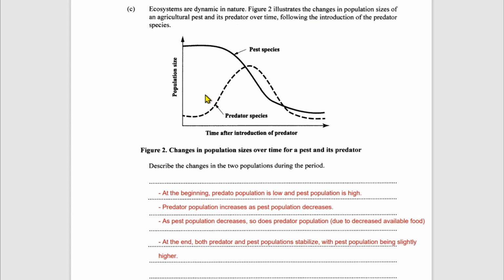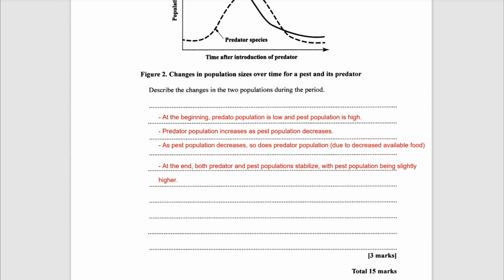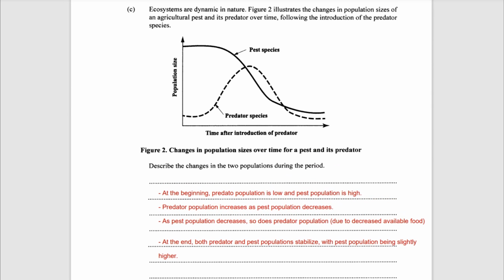Now remember, the problem is that sometimes when you introduce a predator, that predator itself could overwhelm the other species in that food web, in that ecosystem, and the predator could become a pest too. So you want the predator population to also go down. But let me look at what's happening here. So they say describe the changes in the two populations during the period, and this is for a total of 3 marks. So you want to have at least 3 points here.